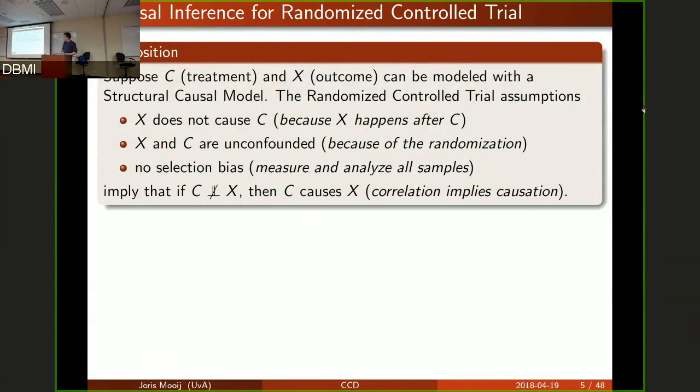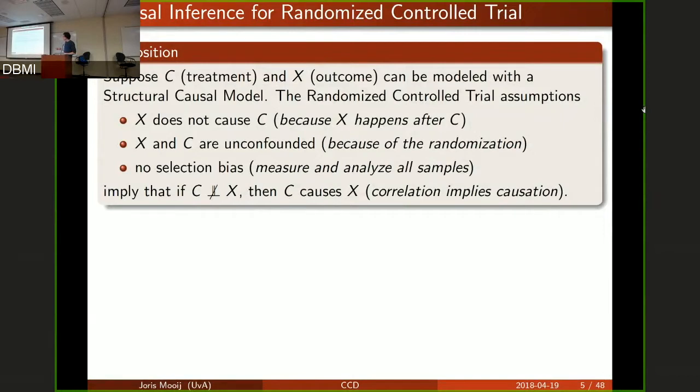But you can also think about it in terms of graphical causal modeling. And you can actually prove that this conclusion, this idea, makes sense in the following way. Suppose that the treatment and the outcome, C and X, can be modeled with a structural causal model. And then we make the assumption that the outcome does not cause the treatment, which is very plausible because the outcome happens later in time than the treatment. So as long as we don't believe in time travel, this is well motivated.